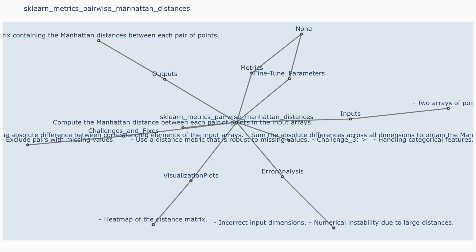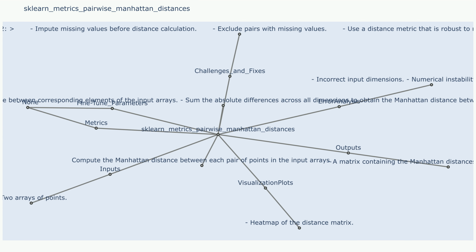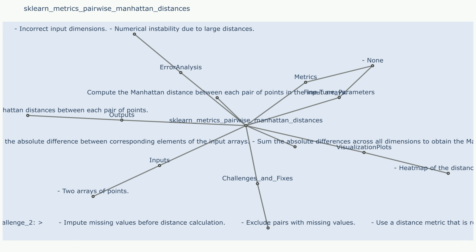sklearn.metrics.pairwise.manhattan_distances. Manhattan distances. Description. This function calculates the Manhattan distance between pairs of data points. The Manhattan distance is also known as the taxicab or L1 distance. It is calculated as the sum of the absolute differences between the corresponding coordinates of 2 points.